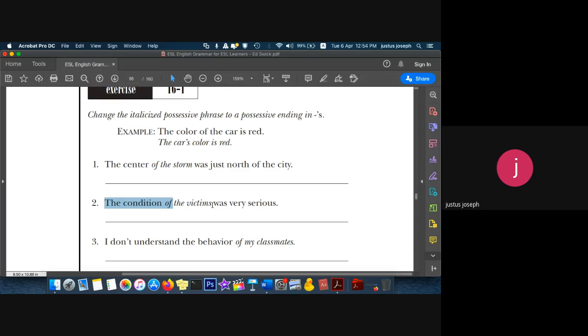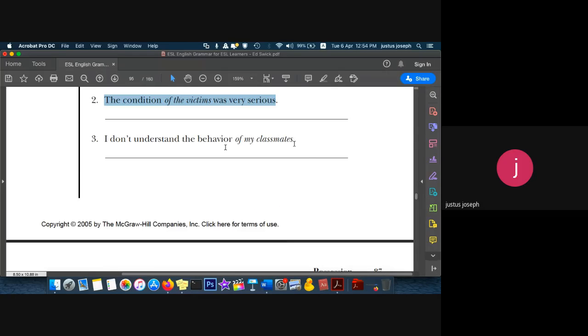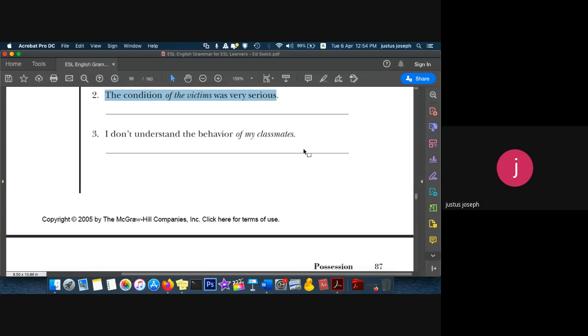The condition of the victims was very serious. Can anyone try? The victims. The victim's condition was very serious. Okay. I don't understand the behavior of my classmates. I don't understand my classmates' behavior.